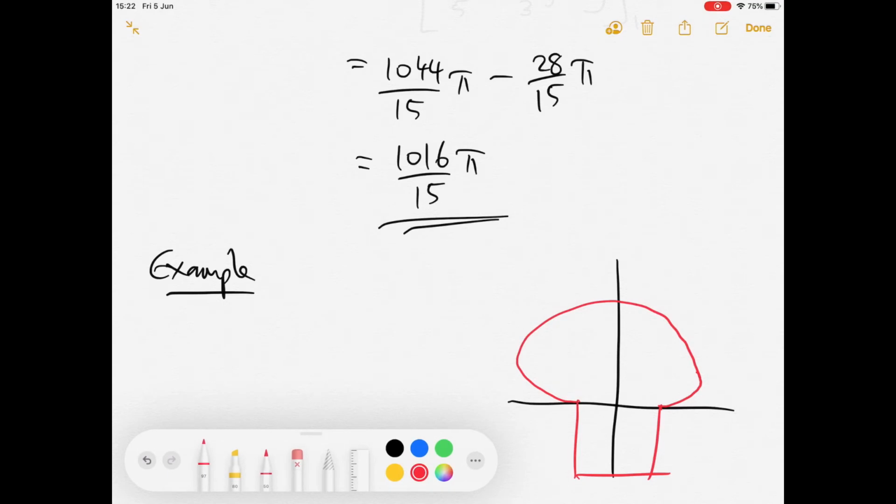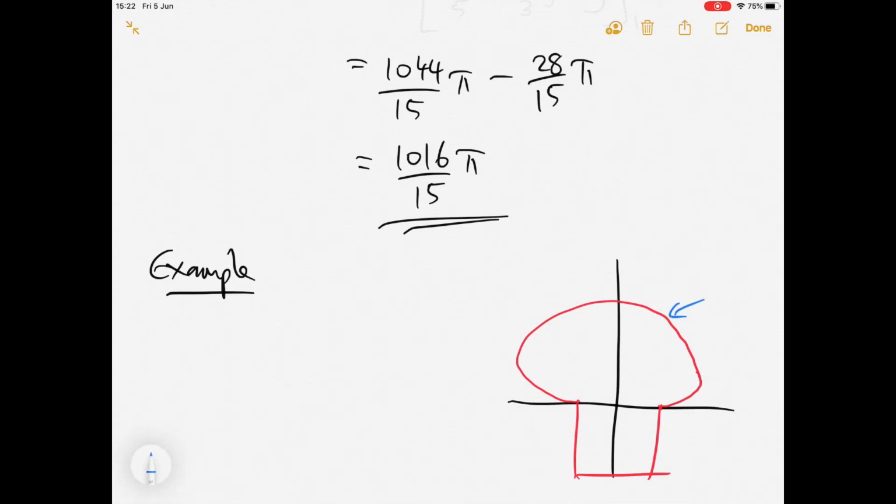And we're told that the top curve, the curve on the top, is a quarter x squared minus 8 root y plus 4y equals 0.